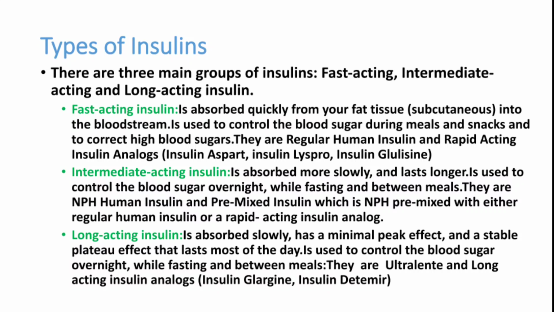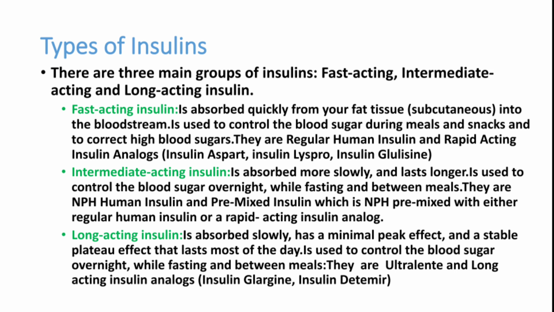There are different types of fast-acting insulin: insulin aspart, insulin lispro, insulin glulisine, and regular insulin. They are regular human insulin and analog insulins. An intermediate-acting insulin means it acts for a little more time. It is mainly called NPH insulin, or any pre-mixed insulin like a fast-acting insulin with an intermediate-acting insulin, which again becomes an intermediate-acting insulin.